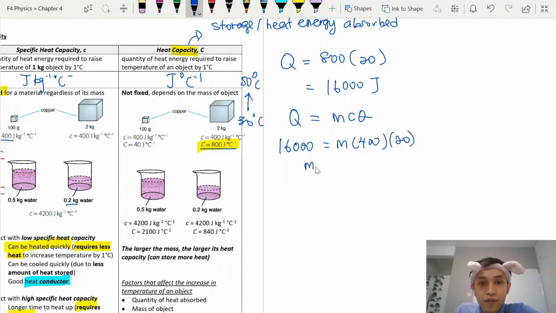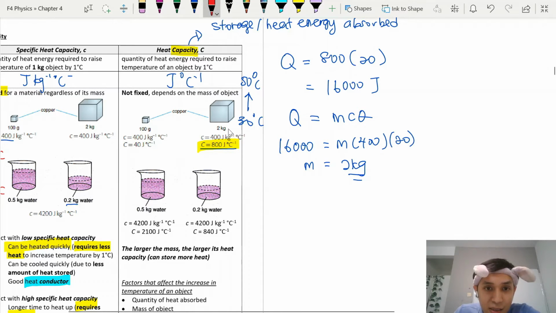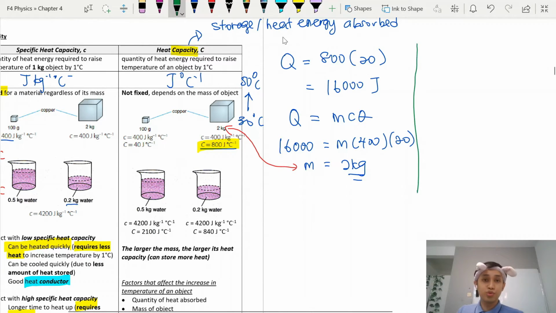All right, so if you were to calculate this, if you take 16,000 divided by 8,000, the mass here is 2 kilograms. So if you notice, this and this is the same, right? Based on this example here, this is the first thing that I want to show you, the difference between the heat capacity and specific heat capacity.